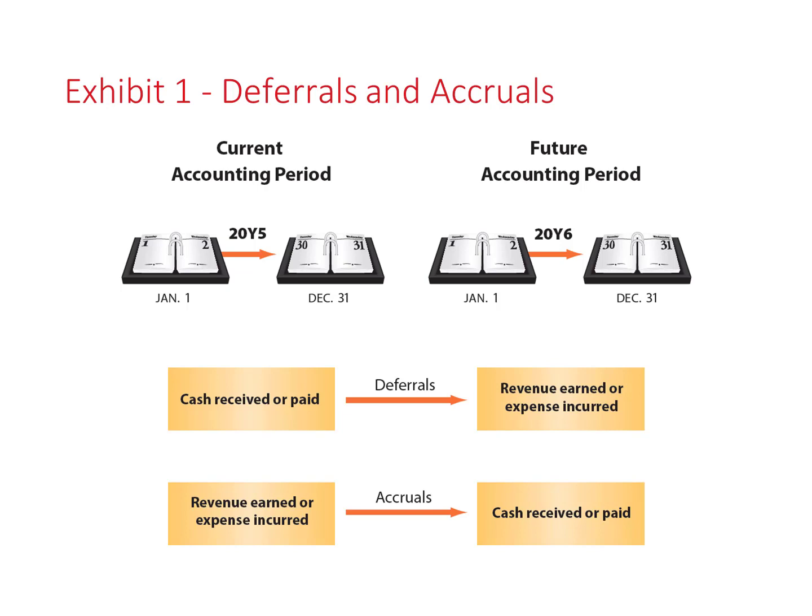Deferrals happen when cash is received or paid prior to the expense or revenue. For example, a deferred revenue would be unearned revenue. A deferred expense may be prepaid insurance.